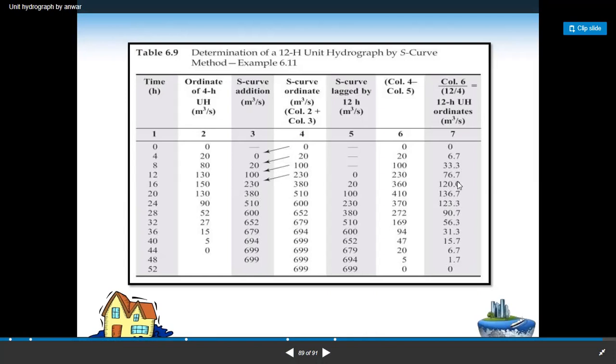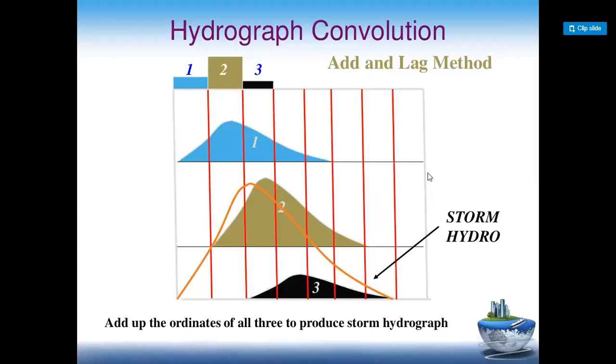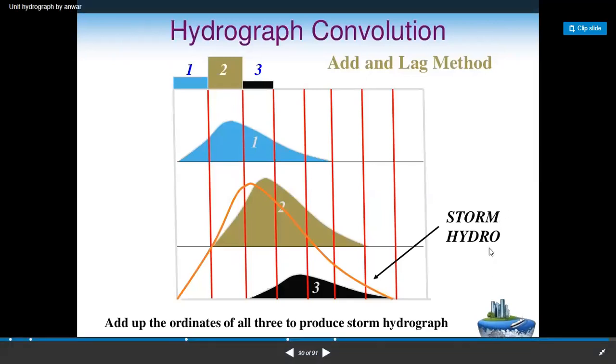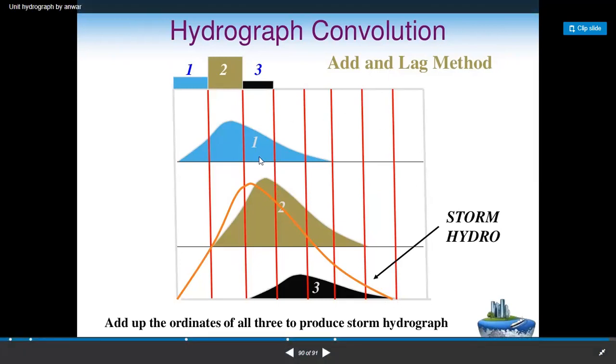So 76.7, 120, 136.7, 123.3, 90.7, 56.3, 31.3, 51.7, 6.7, 1.7, and here 0. So guys, hydrograph convolution by the add and lag method for a storm hydrograph: add up the ordinates of all three to produce a storm hydrograph. Here is the 1, this is the 2, this is the 3.